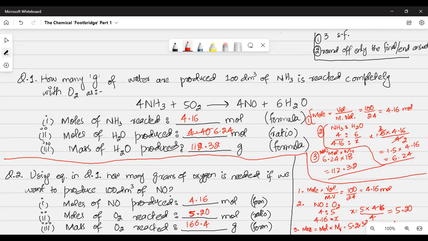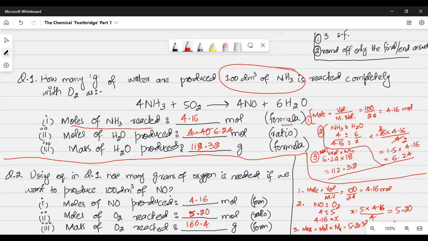Okay, so let's start with the very first step. The information is given for ammonia over here. So the first thing we need to do is convert that information into number of moles of ammonia, and that's written in the first point. So what do we need to do? We need to apply the formula.